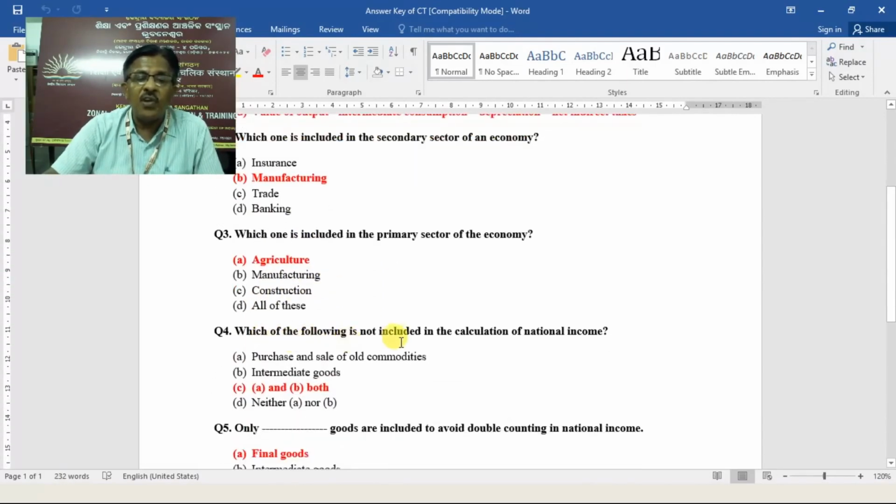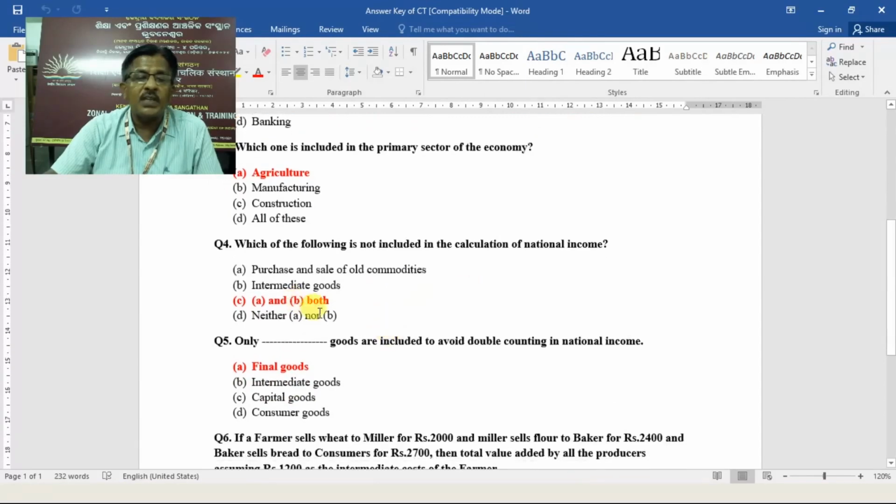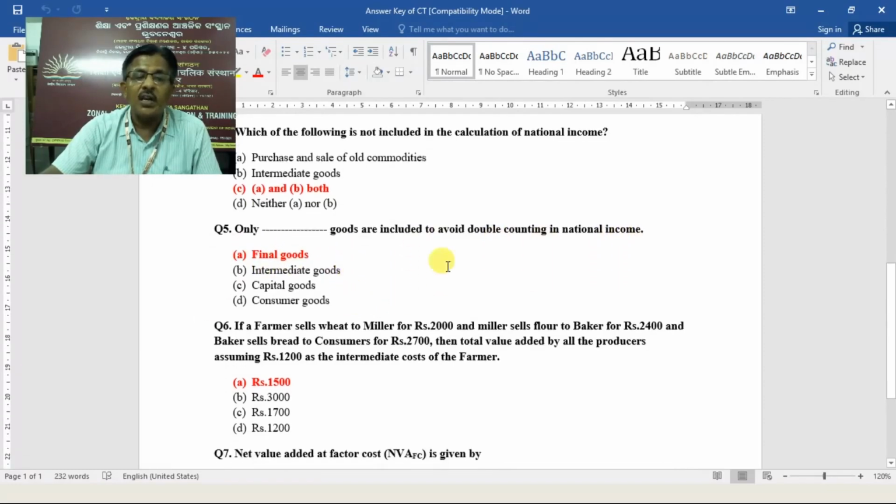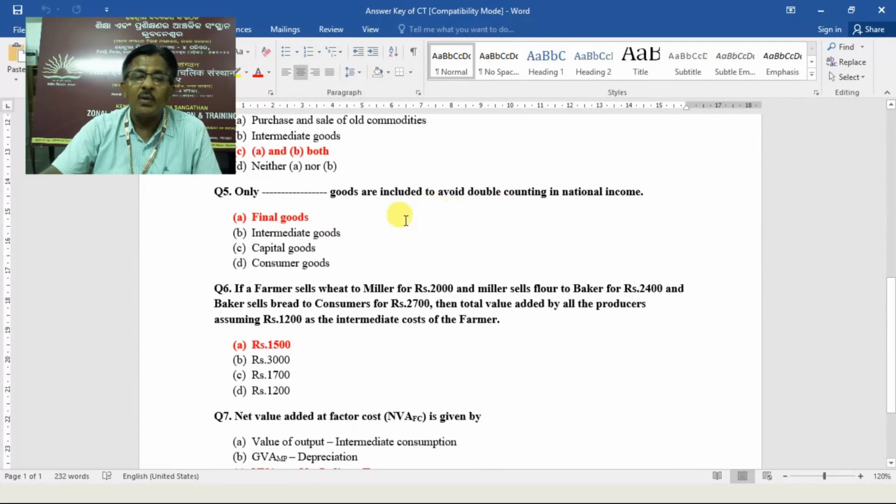Then, which of the following is not included in the calculation of national income? Purchase and sale of old commodities, intermediate goods. Both A and B are not included. Only dash goods are included to avoid double counting in national income. Only final goods are included to avoid double counting.